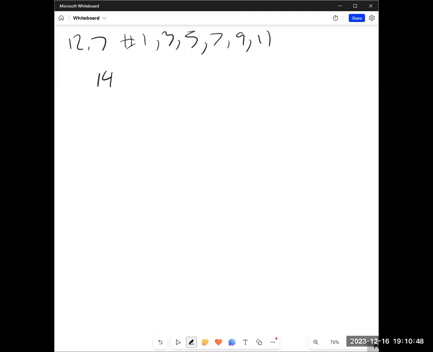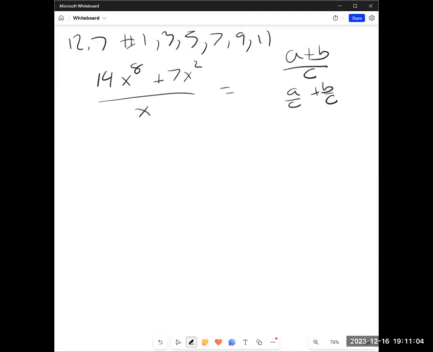So I'm going to start off with this problem, 14x to the 8th plus 7x to the 2nd divided by x. And what I'm going to do is I'm going to say if I have a plus b over c, that equals a over c plus b over c. I'm just going to split the fractions apart. This also works for subtraction here.